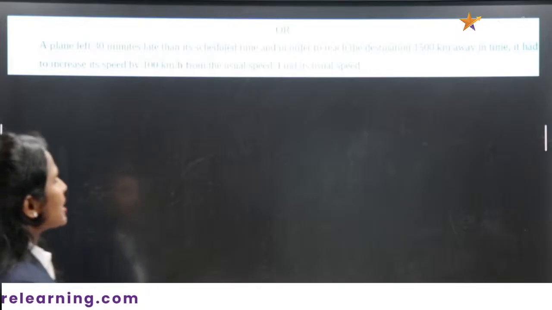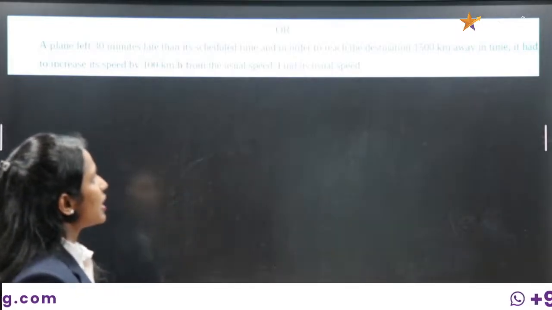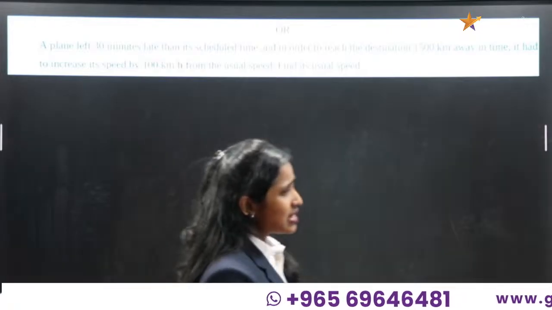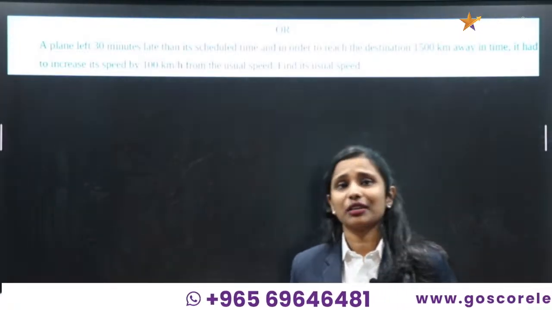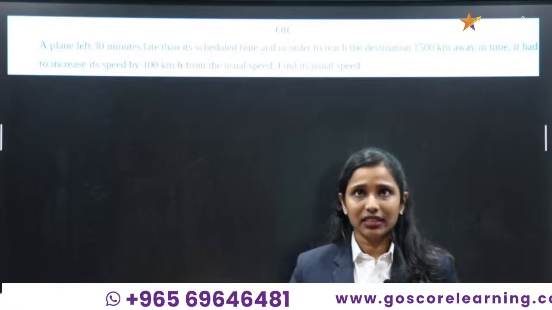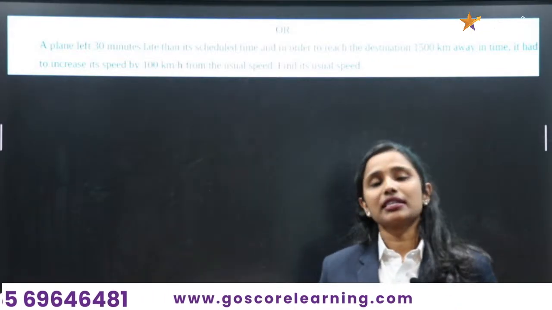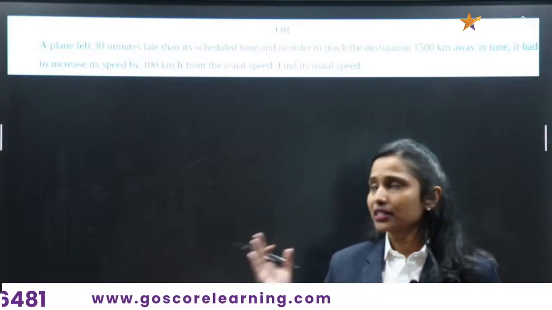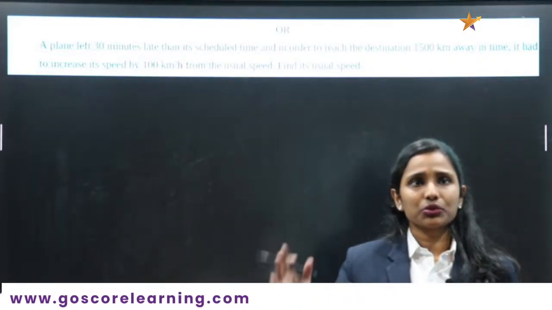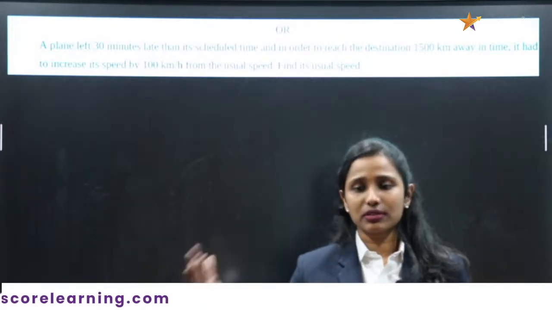Now the next question is, a plane left 30 minutes later than its scheduled time. In order to reach the destination 1500 km away in time, it had to increase its speed by 100 km per hour from the usual speed. Find its usual speed. These are speed and time questions. They keep asking these types of questions even though it is a basic paper. So practice these questions: the train question, plane question, the water stream and boat question, all those things.